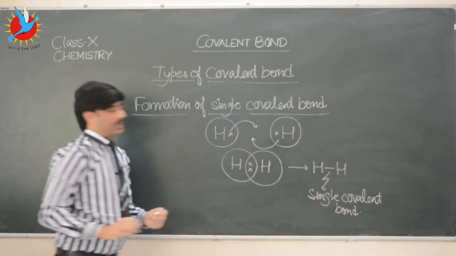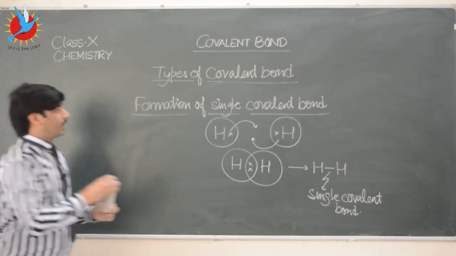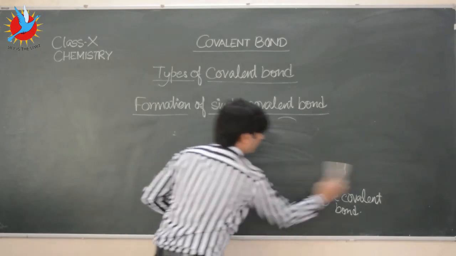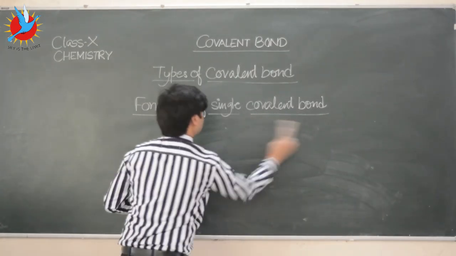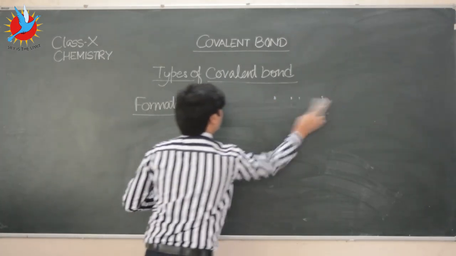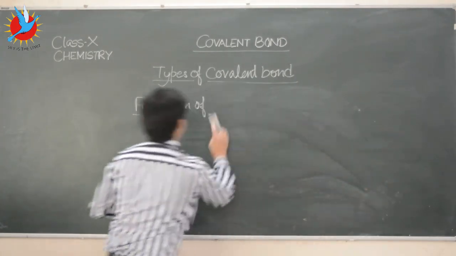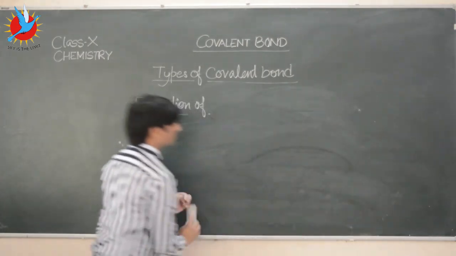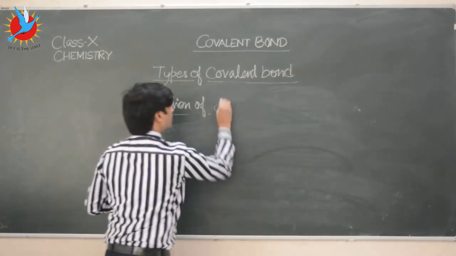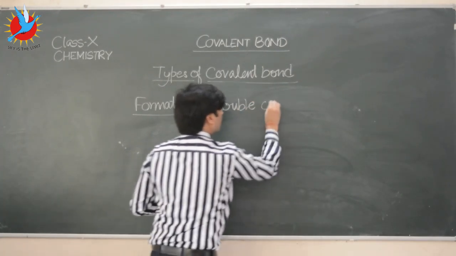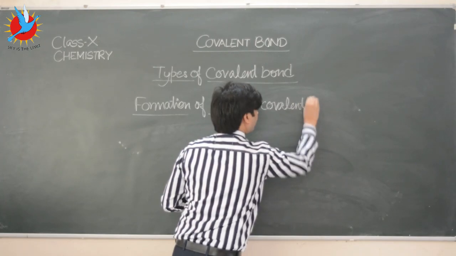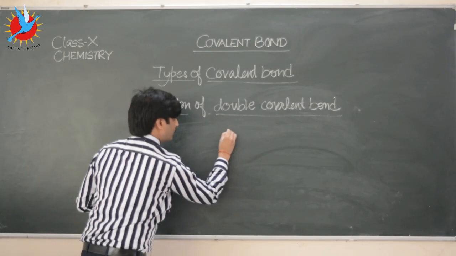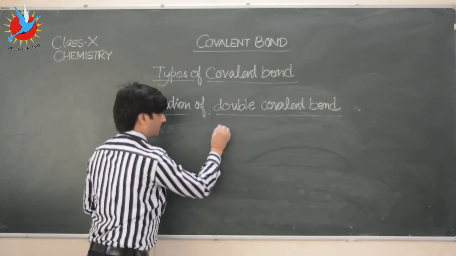In the same manner, if we are talking about double covalent bond, then we have a very common example, that is oxygen molecule. Formation of double covalent bond. The example which we have is oxygen molecule.